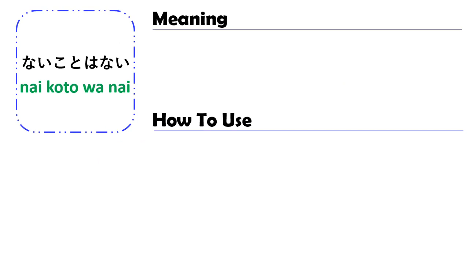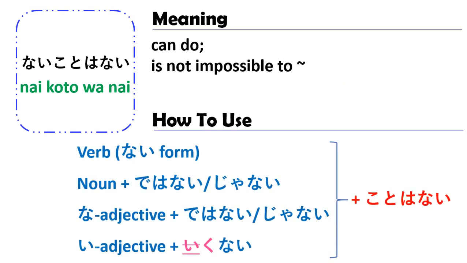The next thing we are going to learn about is the grammar of NAIKOTO WA NAI. The grammar of NAIKOTO WA NAI means that it can be done, or it is not impossible to do something. And in Japanese, when you use the grammar of NAIKOTO WA NAI, you can use it with a verb, noun, and adjective, including na adjective and i adjective.